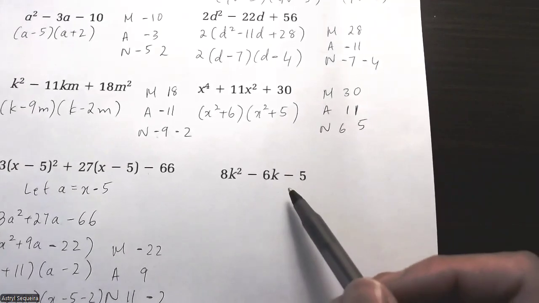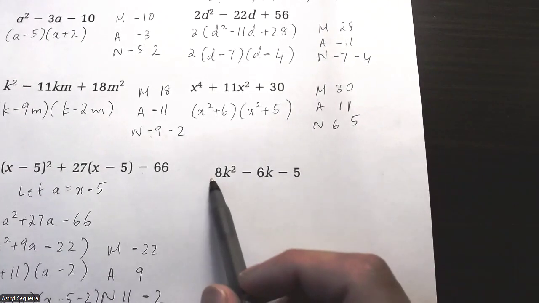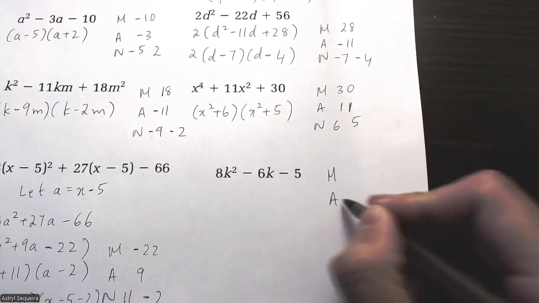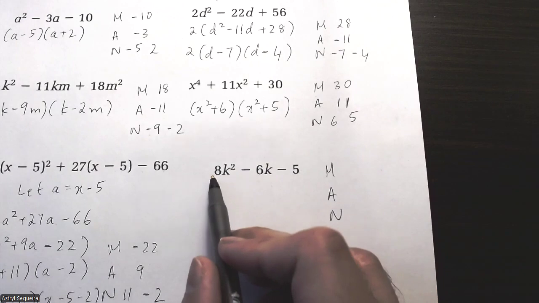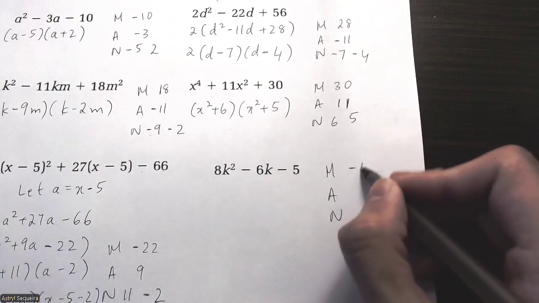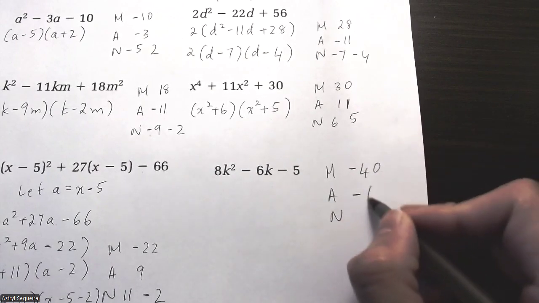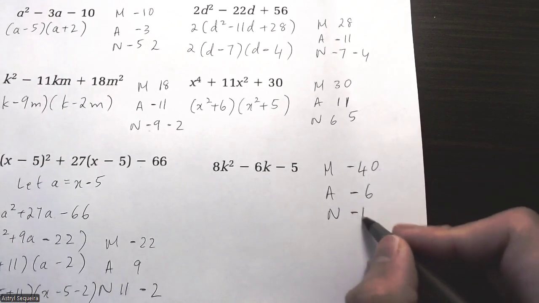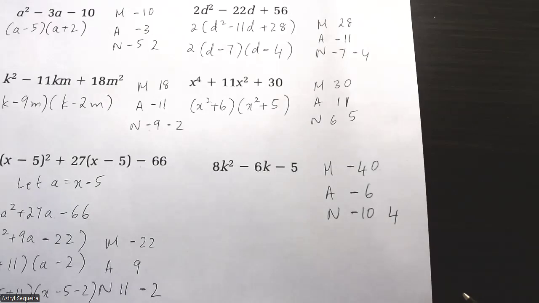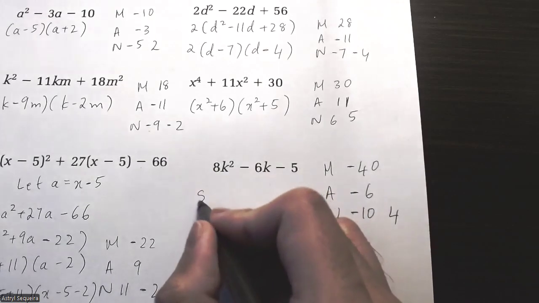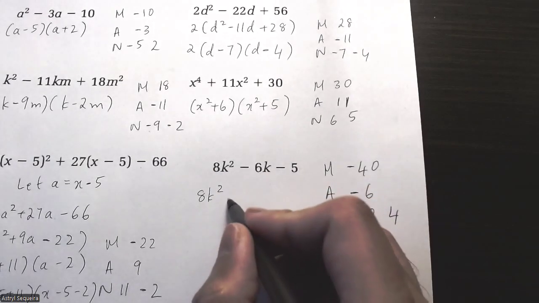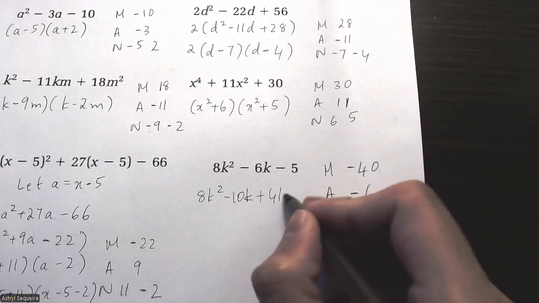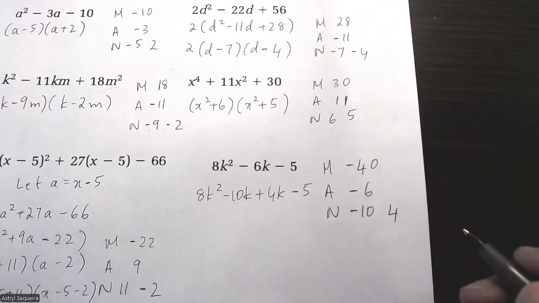Eighth problem here. Now there's no common factor. It's a complex trinomial. I'm doing my man method again, but I have to factor by grouping. My m is 8 times negative 5, which is negative 40. My a is negative 6. So my numbers will be negative 10 and positive 4. So I have 8k squared minus 10k plus 4k minus 5.